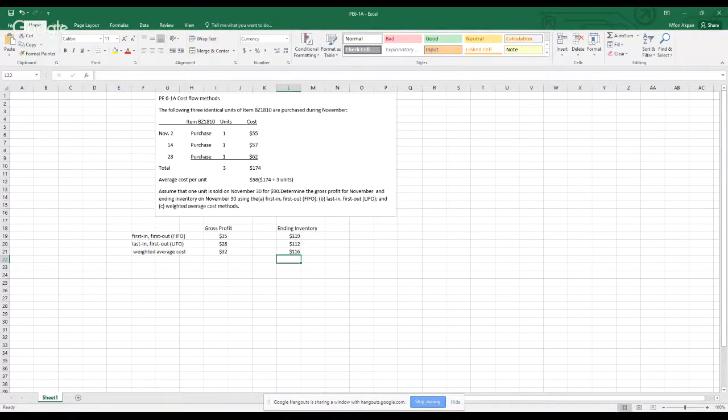So that's our calculation. We've calculated gross profit and ending inventory for FIFO, LIFO, and weighted average cost. So that is practice exercise 6-1A.